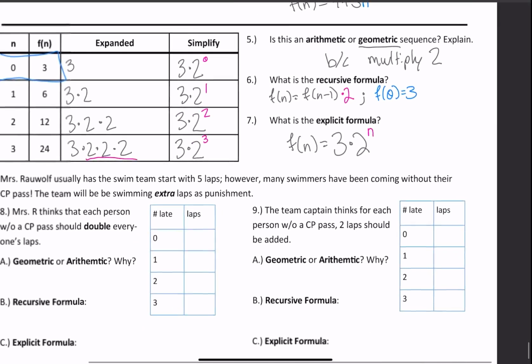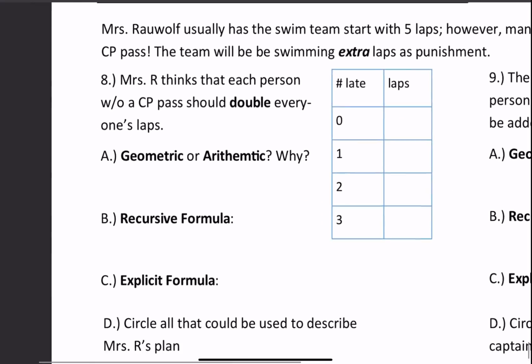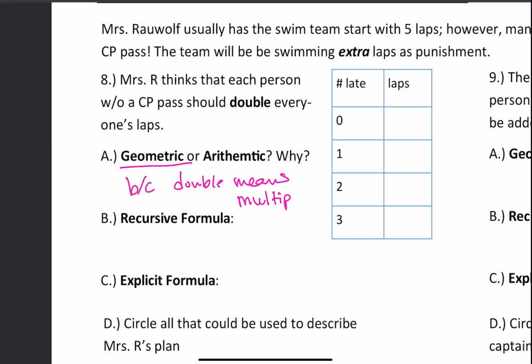All right, Miss Rolfe usually has the swim team start with 5 laps. However, many of the swimmers have been coming without their CP pass. So the team will be swimming extra laps. In number 8, Miss Rolfe thinks that each person without a CP pass should double everyone's laps. Well, if I double something, that's geometric because double means multiply by 2.